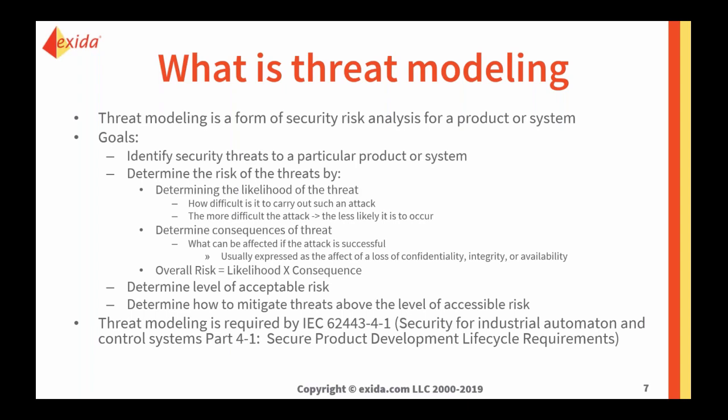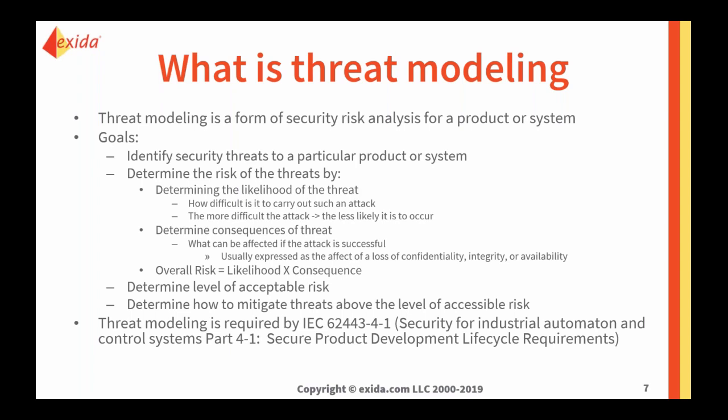And then once we determine an acceptable level of risk, we essentially want to compare the risk for each threat that we identify. And if it's below the acceptable level of risk, then we say this is acceptable. We don't need to do anything about this threat at this time. However, if it's above that level, then you need to do something to mitigate the risk or to lower the risks to get it within the acceptable level.